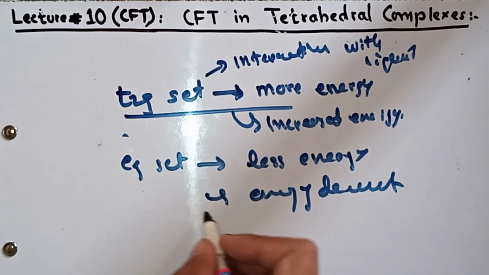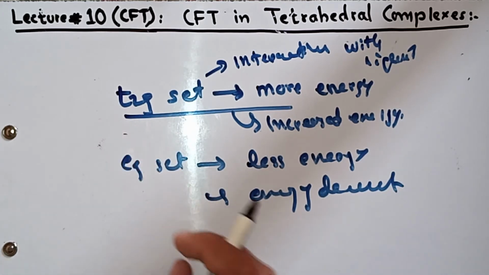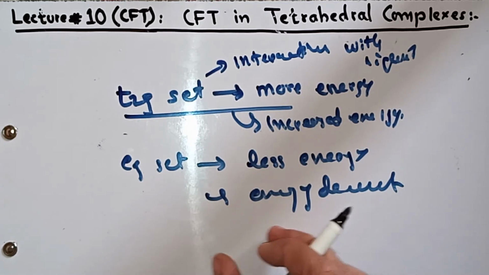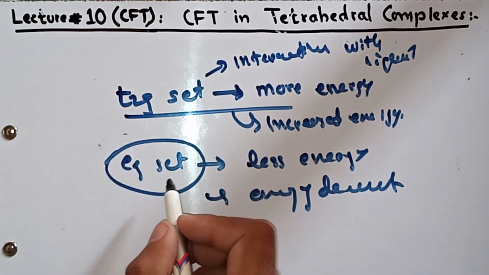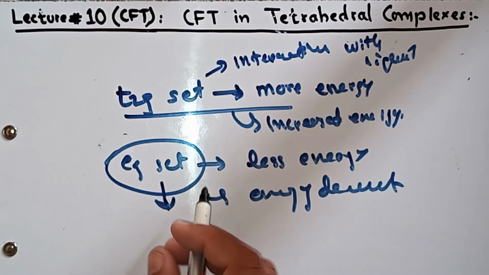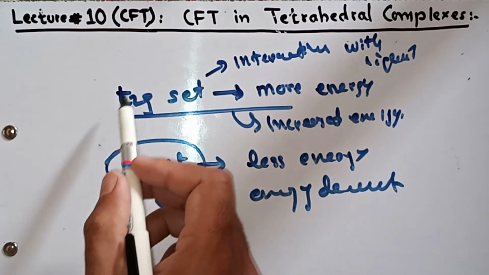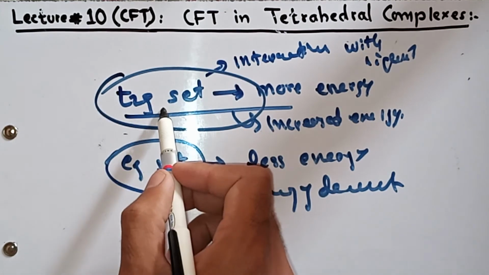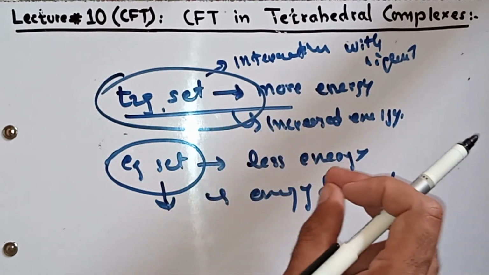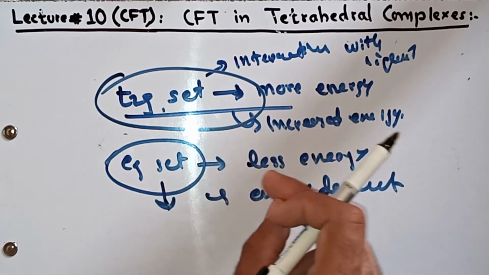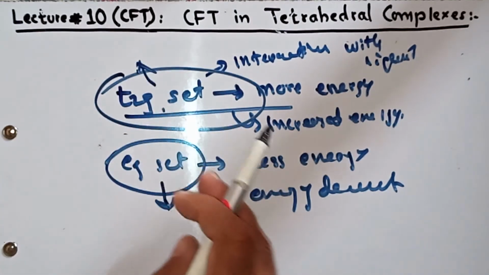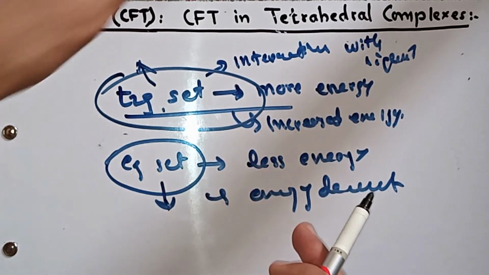Why will it be decreased? Because the ligands are approaching the central metal cation in between the axes, while the eg orbitals are lying on the axes. So the eg orbitals will not have effective interaction with ligands, but the T2g will have effective interaction, because these orbitals are in between the axes, and the ligands are also approaching the central metal atom in between the axes. That's why the T2g orbitals will have increased energy, while the eg set will be decreased.